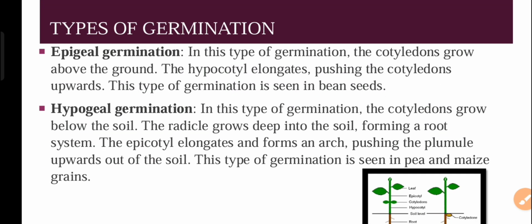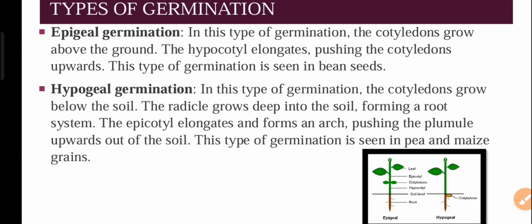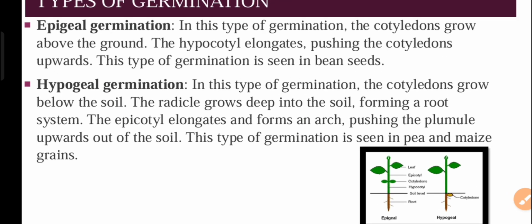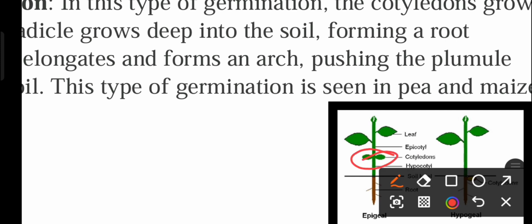And then the last one is the types of germination. There are two types: epigeal germination and hypogeal germination. In epigeal germination, see, the cotyledons grow above the ground. This is the cotyledon. See, the cotyledons grow above the ground.